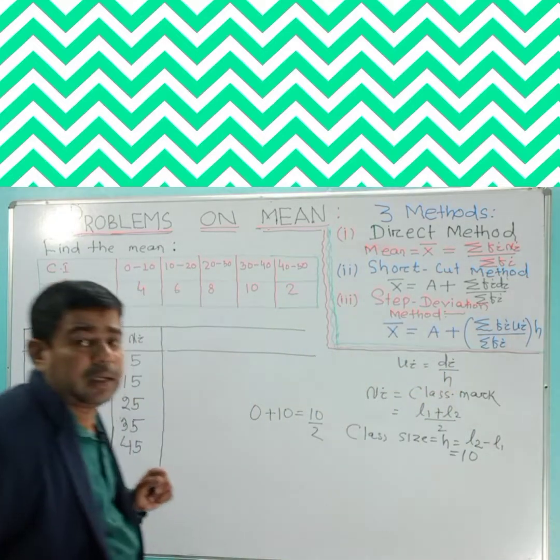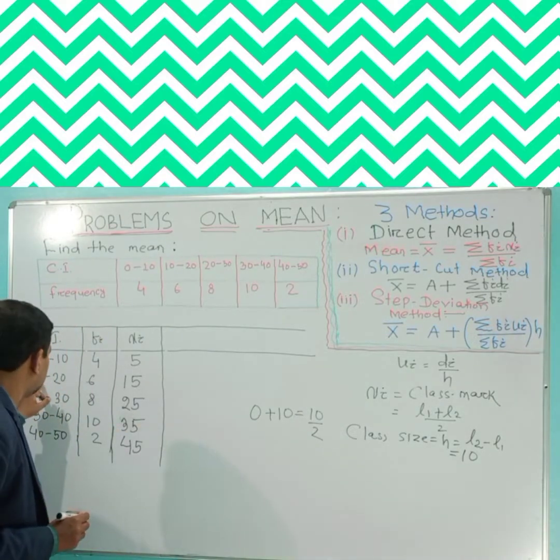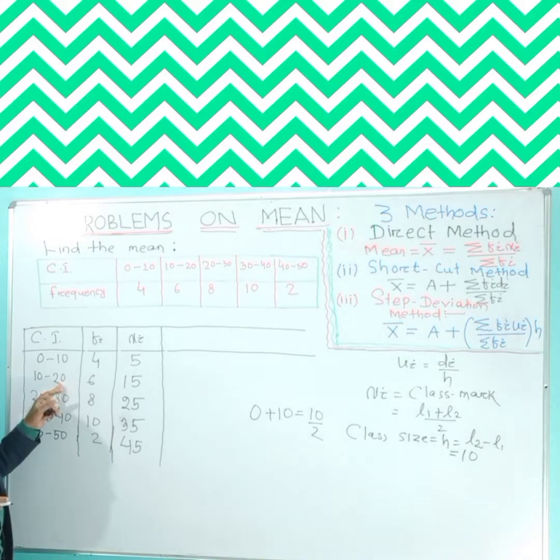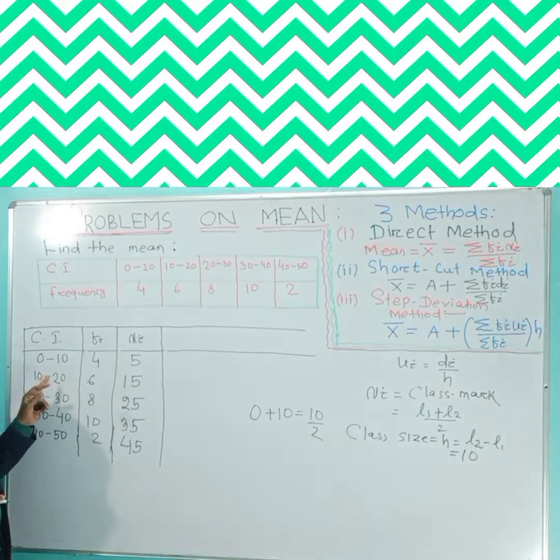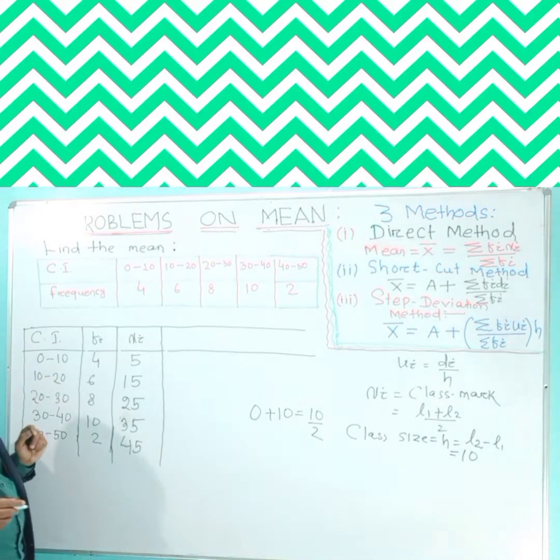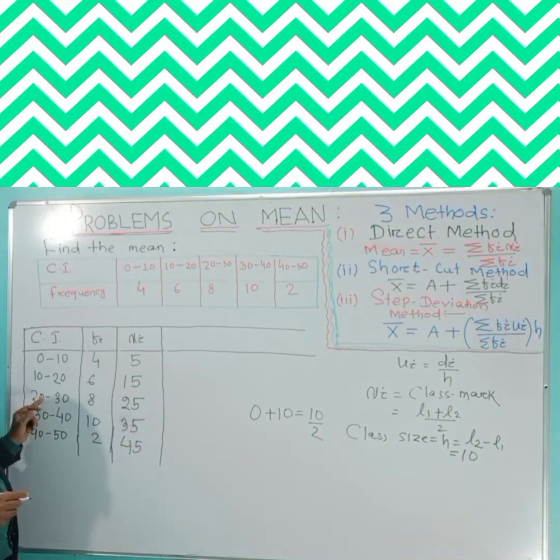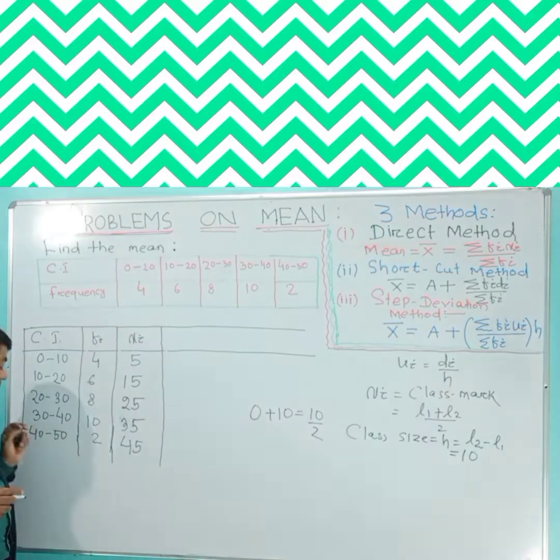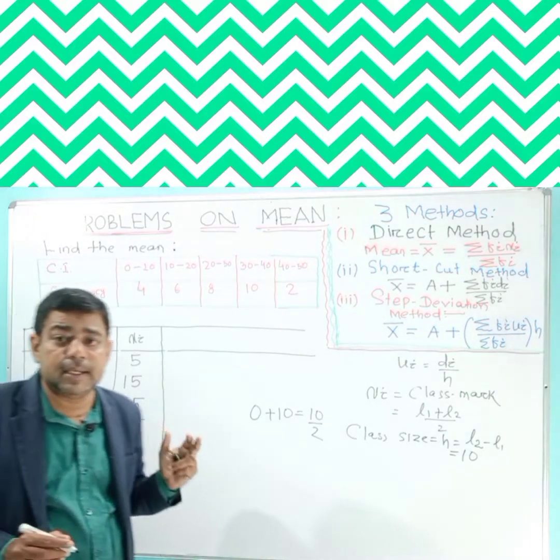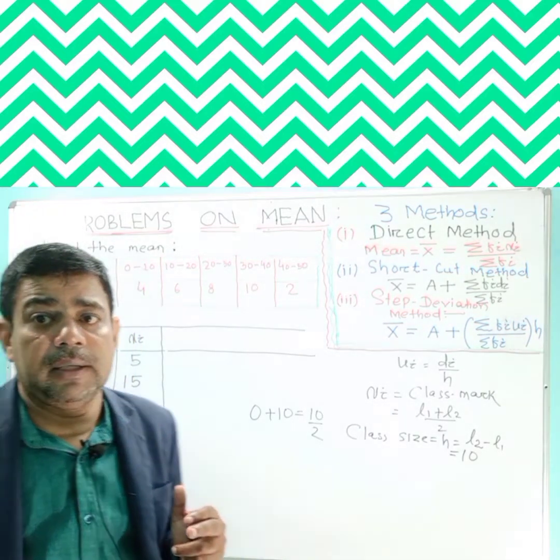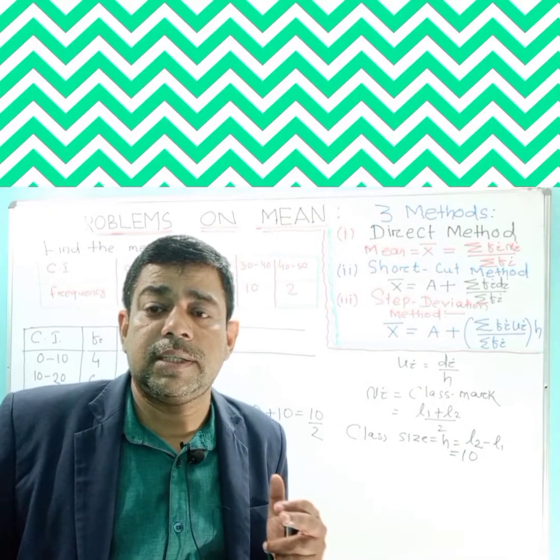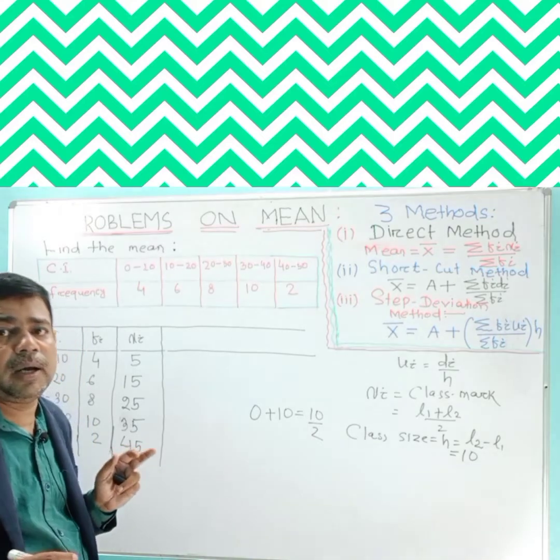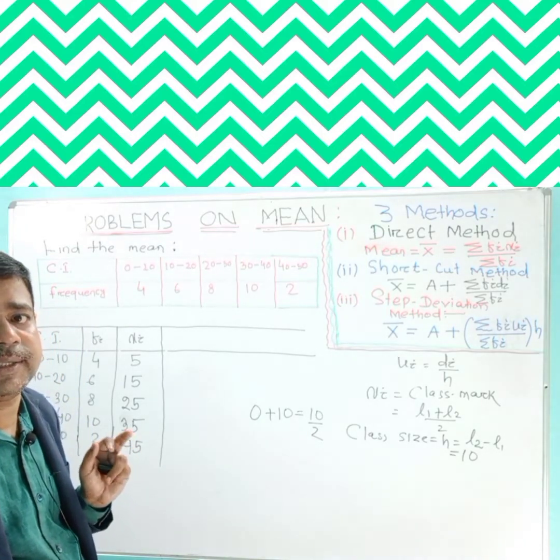Similarly, let us see for the second class interval. Here the upper limit is 20 and the lower limit is 10, so class size will be 20 minus 10, which is also 10. Similarly, 30 minus 20 is 10, 40 minus 30 is 10, and 50 minus 40 is 10. It is clear that in each class interval the class size is always the same value. It means the class intervals have the same class size.